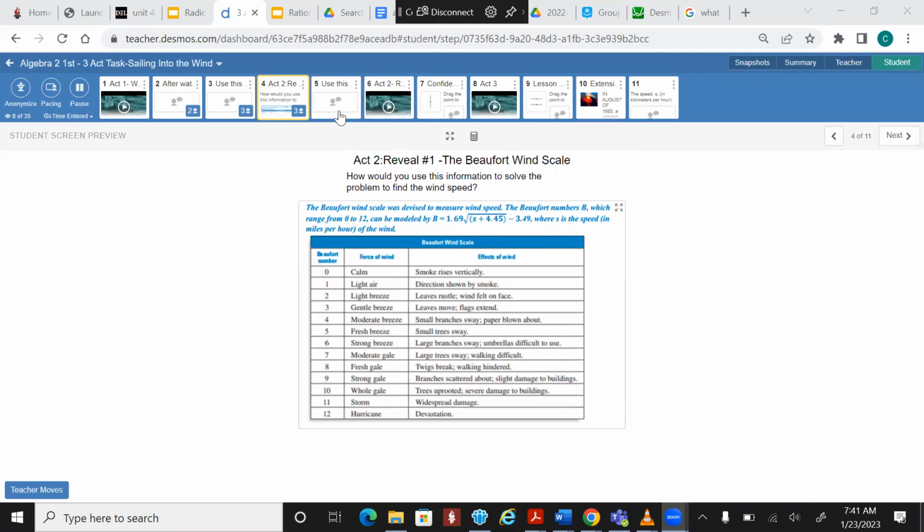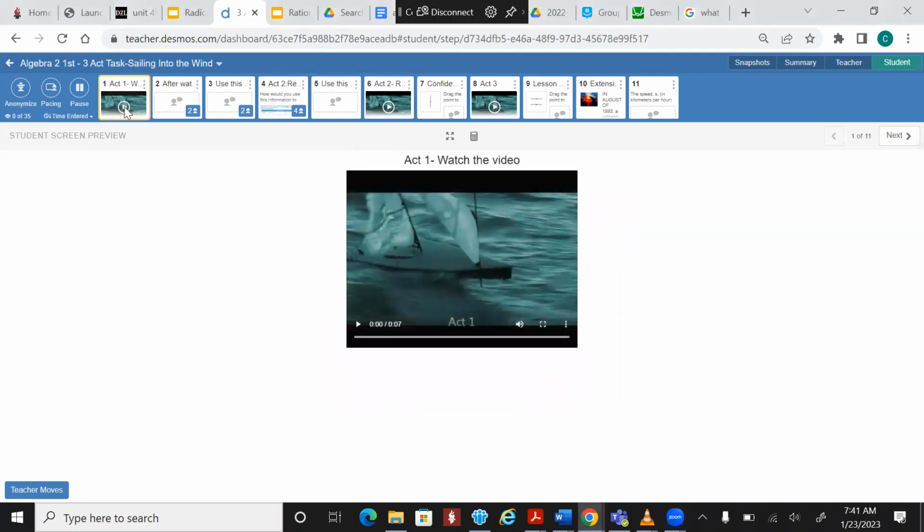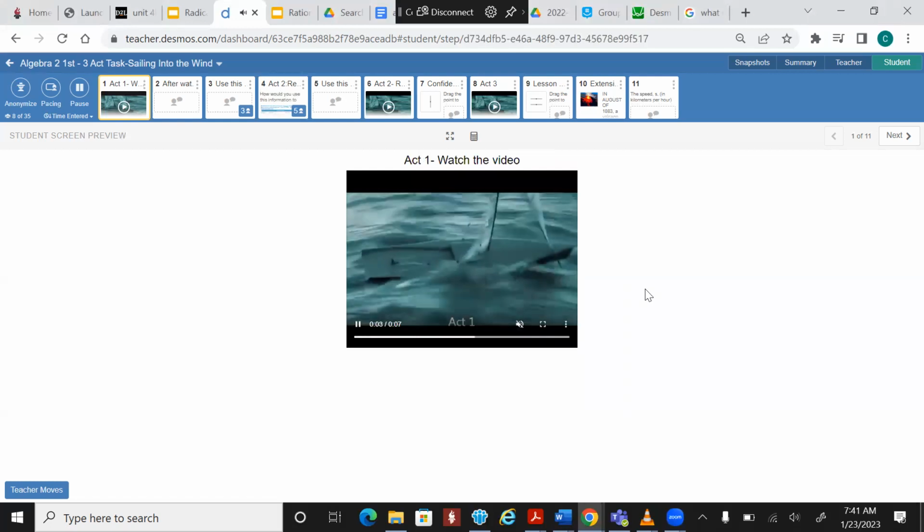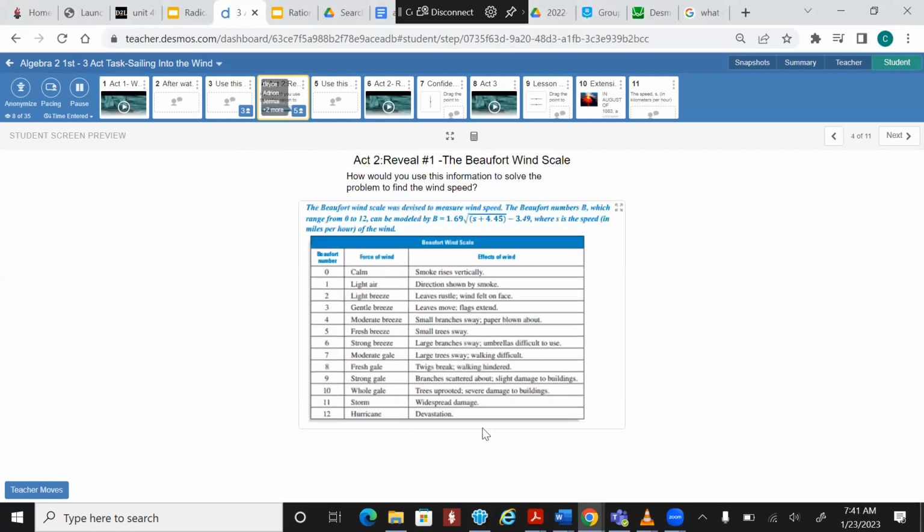Okay, you can go to slide 4 and y'all can see it. But let's talk about this video again. What would you describe this wind speed as? It's up pretty quickly, right? Looking at slide number 4, which one of these numbers would that be associated with? Strong breeze? Probably like a 6 or 7.